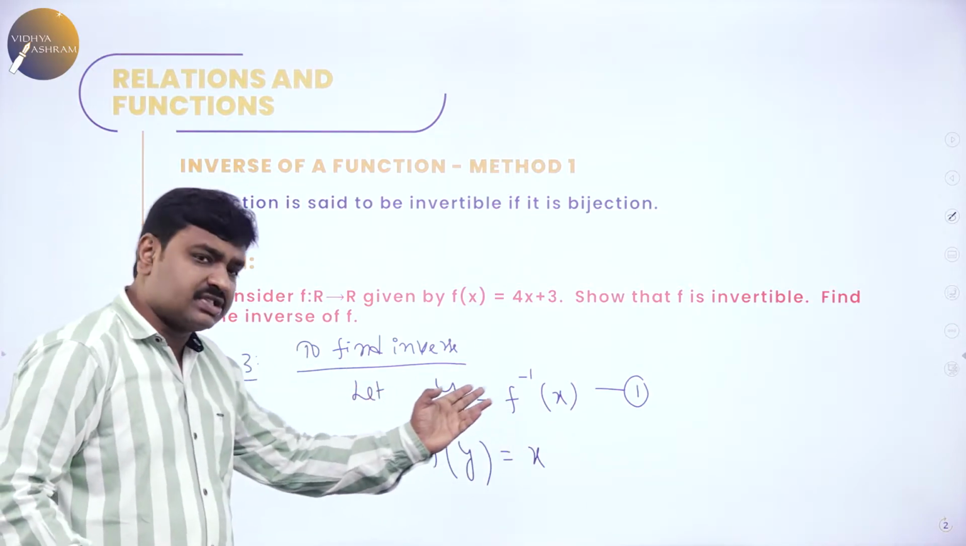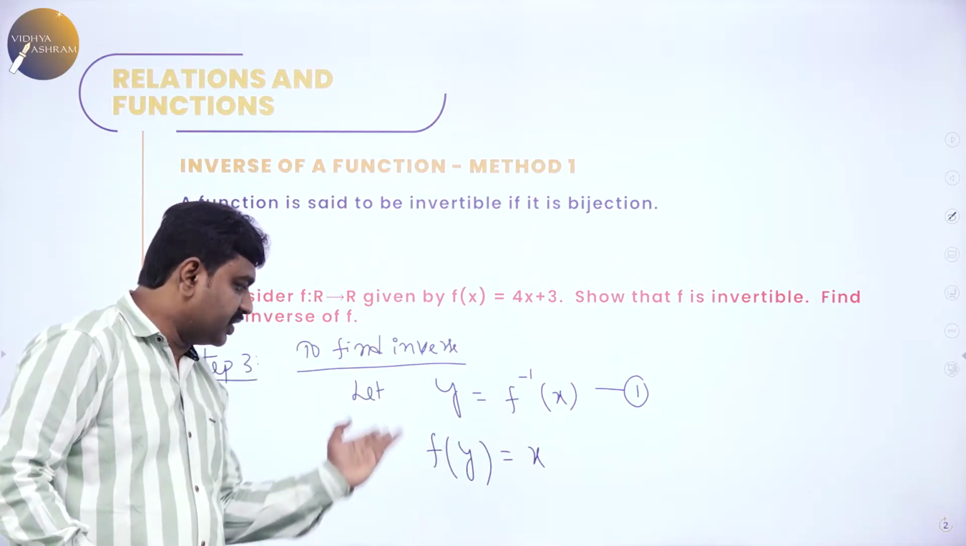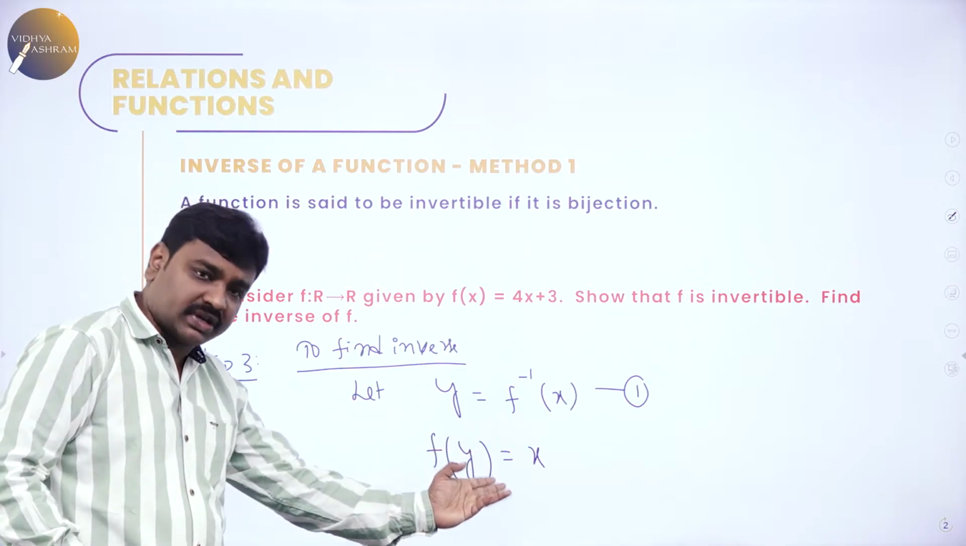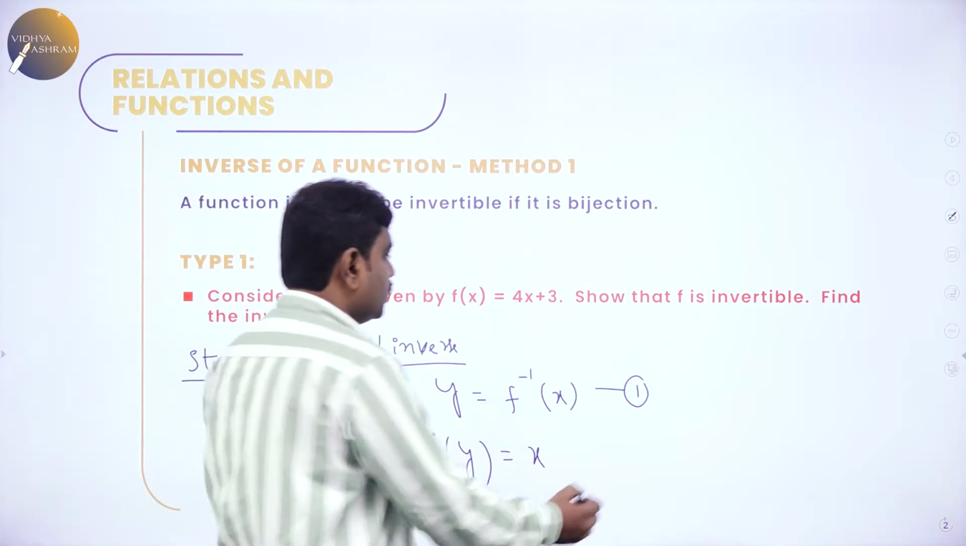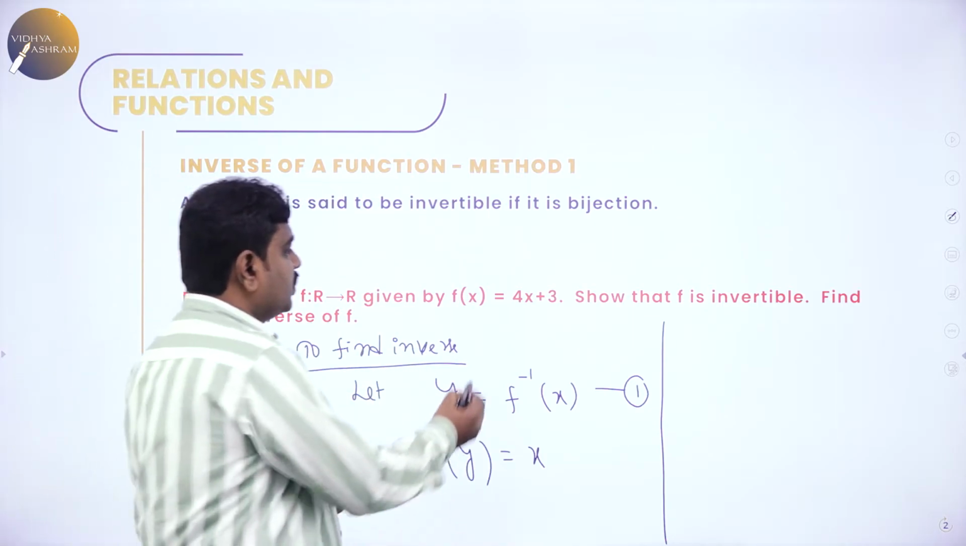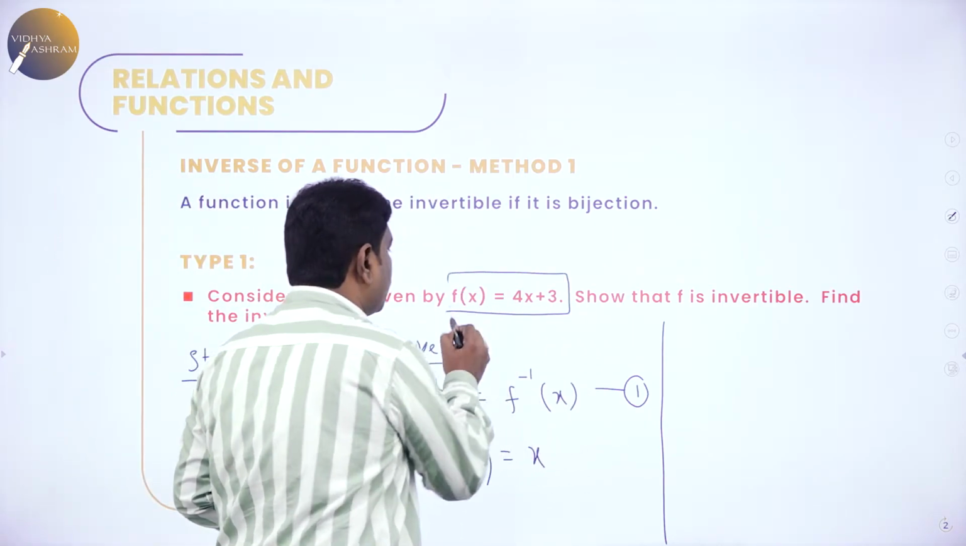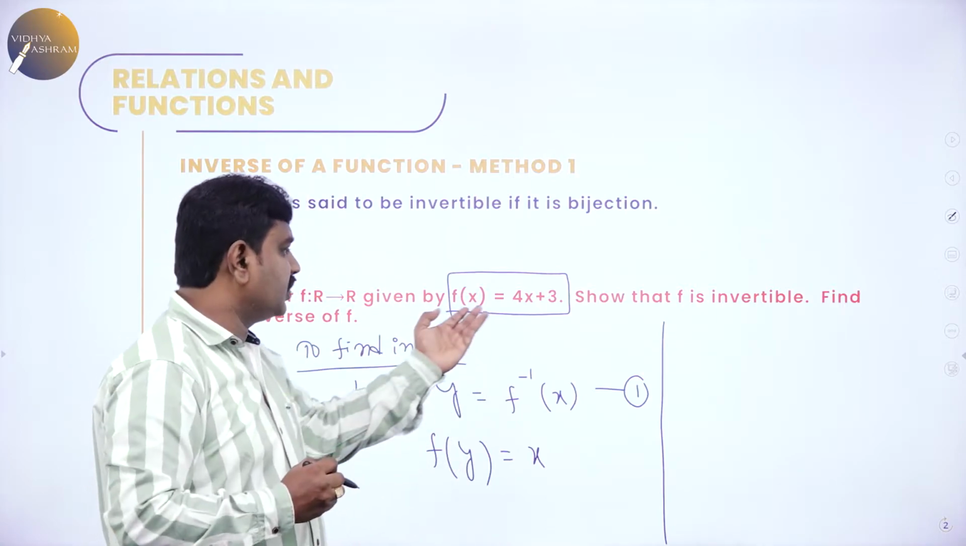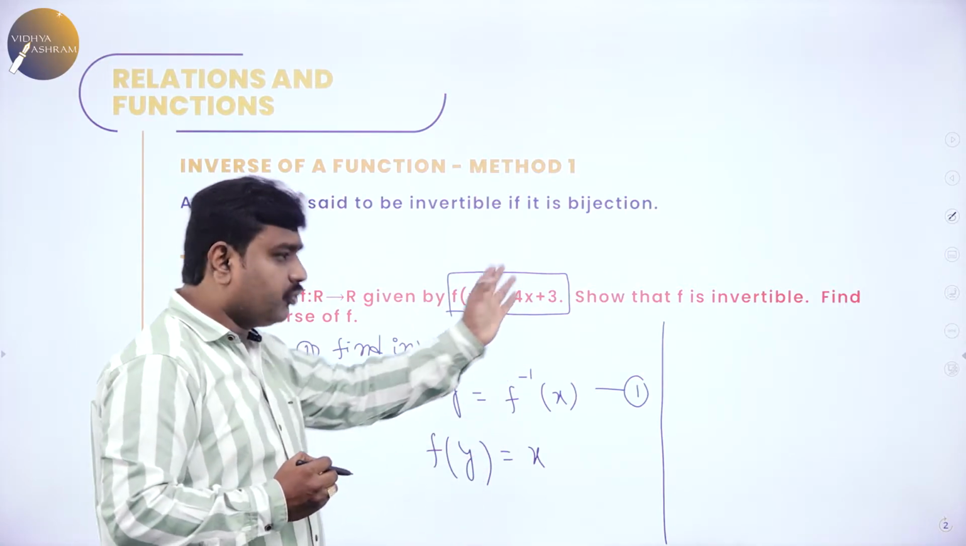So first I assumed y is equal to f inverse x. When I transfer the inverse to this side, we get f of y equal to x. Now substitute. What is f of x? f of x is given in the problem: 4x plus 3. So f of p is 4p plus 3.